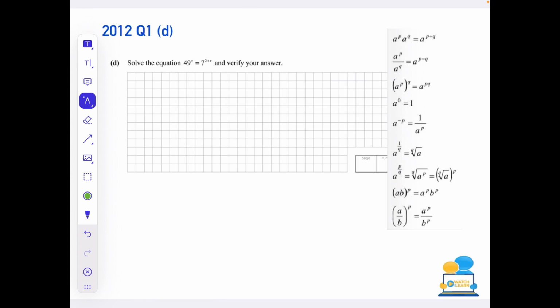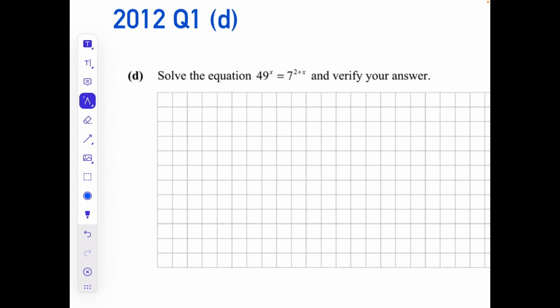Okay, so extremely similar. My first observation is that one of the bases or one of the big numbers is 49. The other one is 7. That doesn't work, so I'm going to see what I can change them to. You will get familiar with these numbers, but straight away I know 49 is 7 squared. So instead of writing 49, I can write 7 to the power of 2.